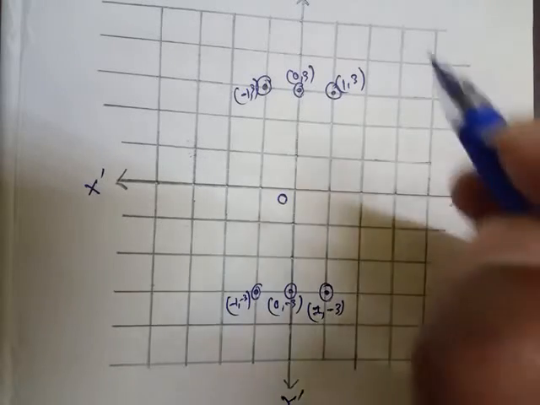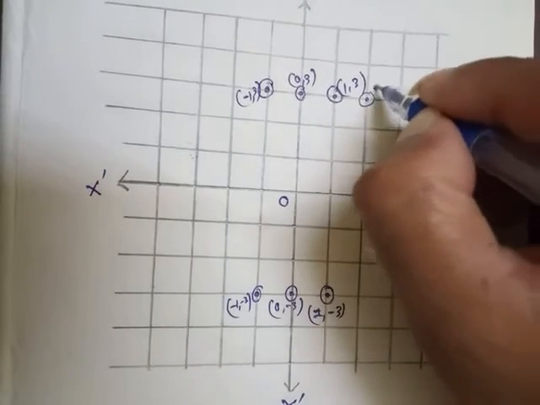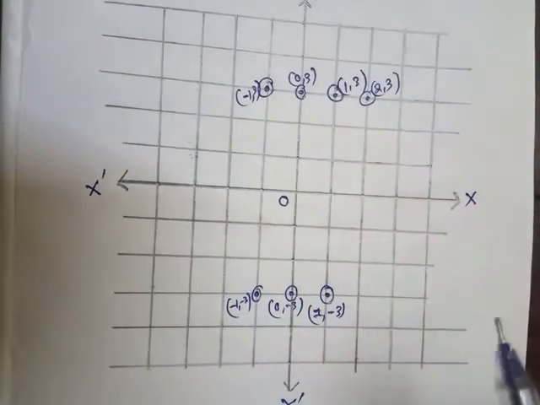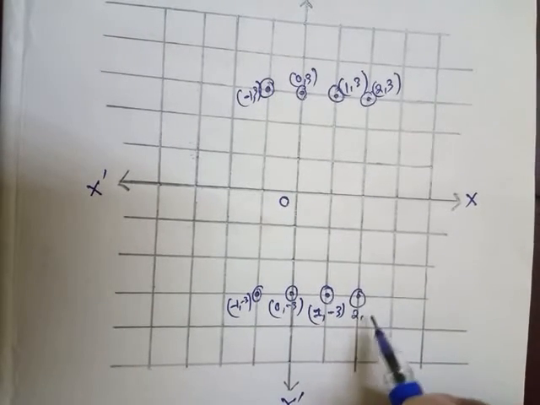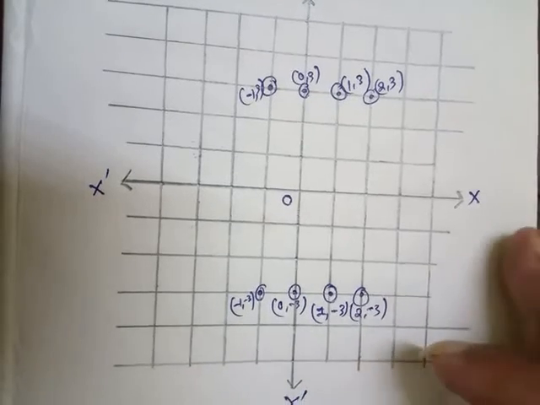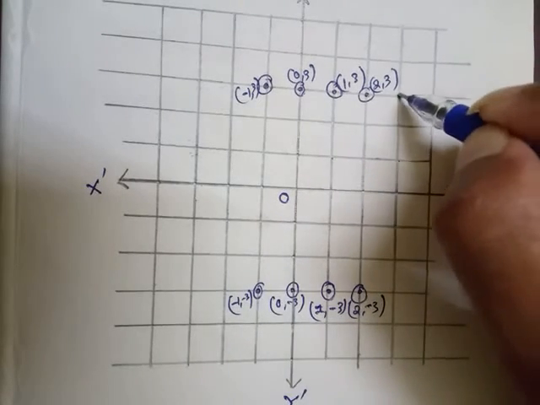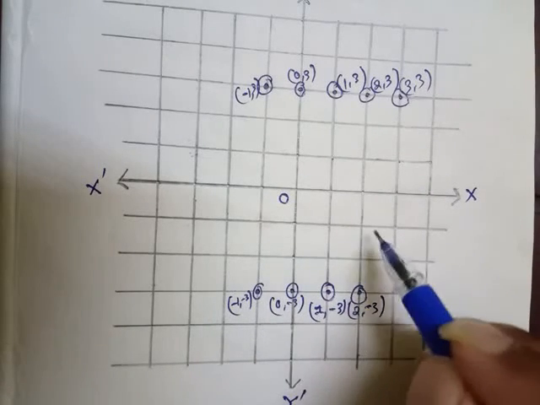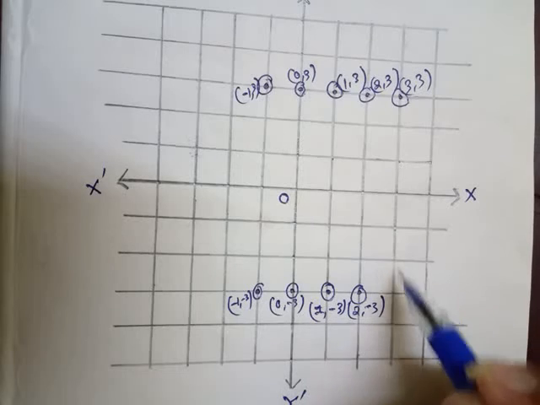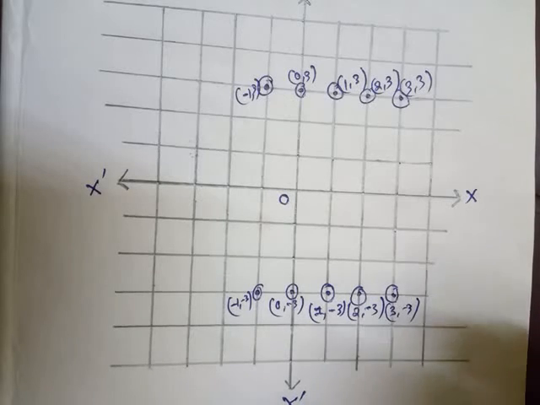Next value (2, 3): if it is 2, 1 2, then 3, 1 2 3. (2, 3) would be here. Next one (2, -3): again 1 2 and -3, 1 2 3. Here is (2, -3). Next one (3, 3): 1 2 3, then 1 2 3. (3, 3) is here. And (3, -3): x is 1 2 3, then 1 2 3, here (3, -3), means x is 3 and y is -3. These are the plottings of the coordinates of A product B of question number 5.